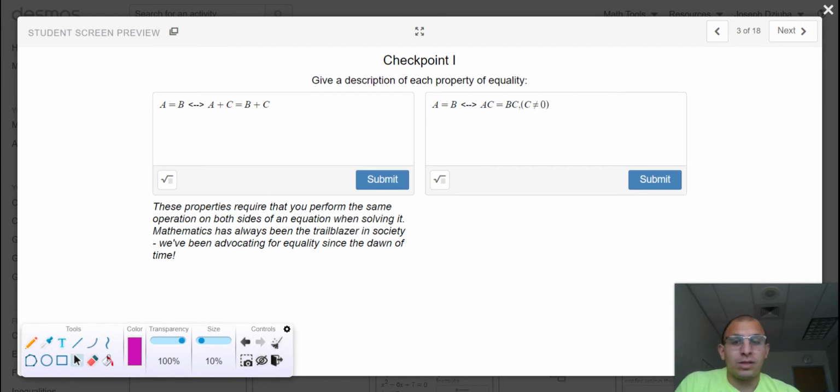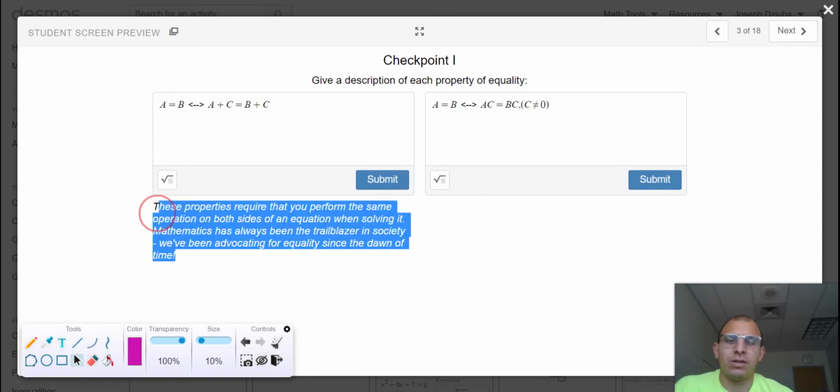I would like for you to once again take a moment to take a look at our initial statement, A equals B, and describe what is happening to the equation. How are we manipulating it algebraically? And take a look at what I've said down here, right? These properties require that you perform the same operation on both sides of an equation when solving it.